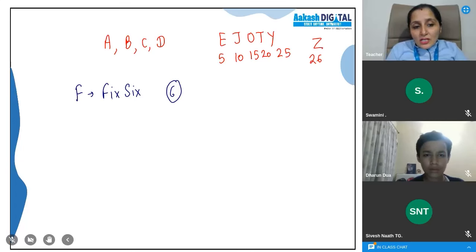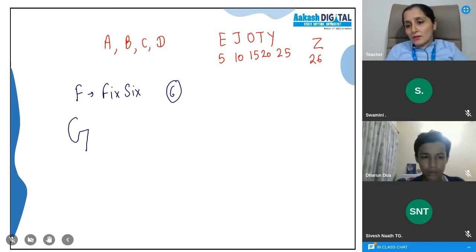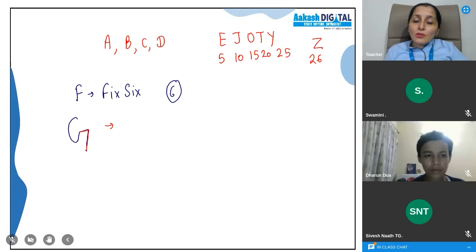Now the next one is G. If you see the shape of G carefully, the tail of G looks like what? Tell me the shape of it. It is looking like 7. So from the shape of G, you will find out the position number of G is 7.